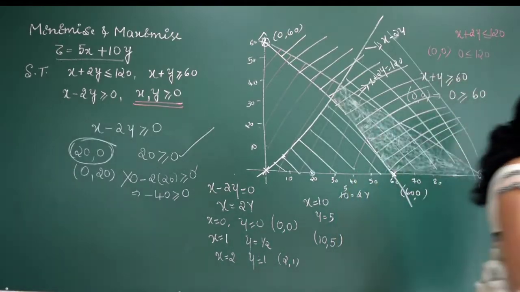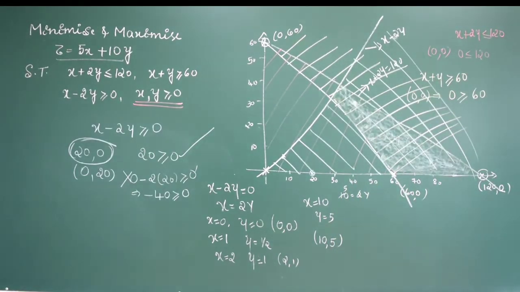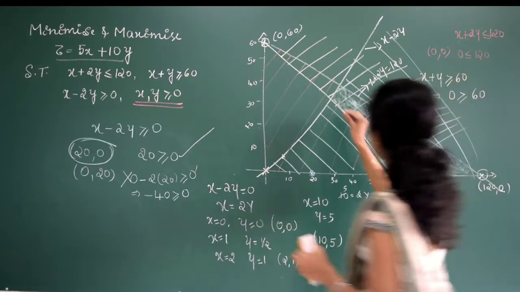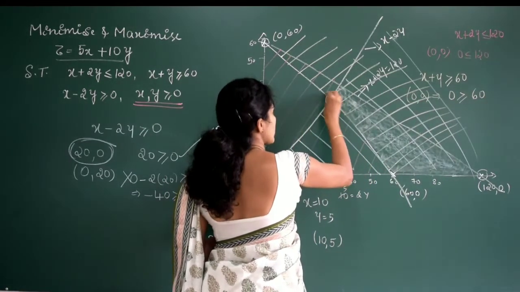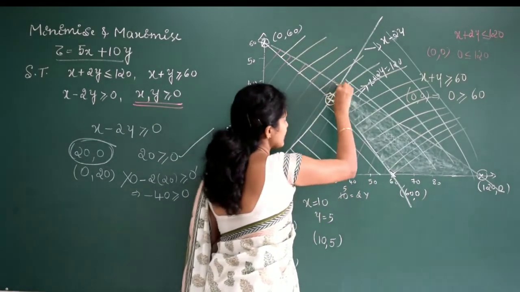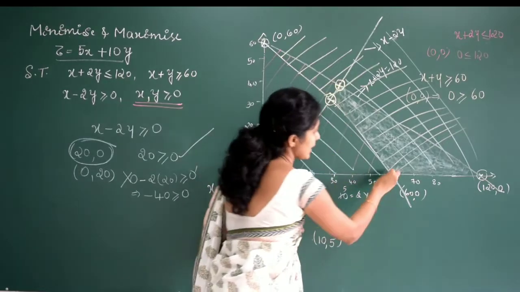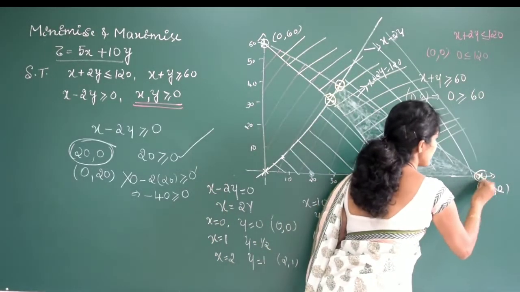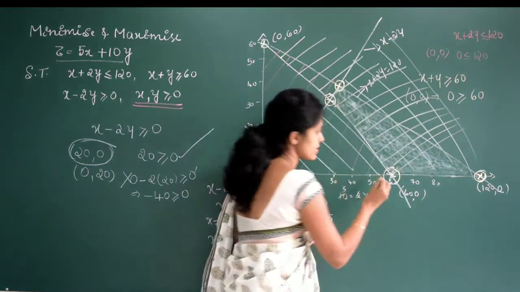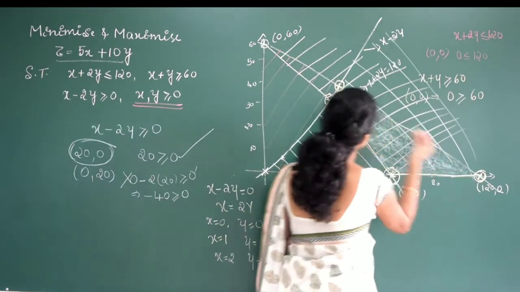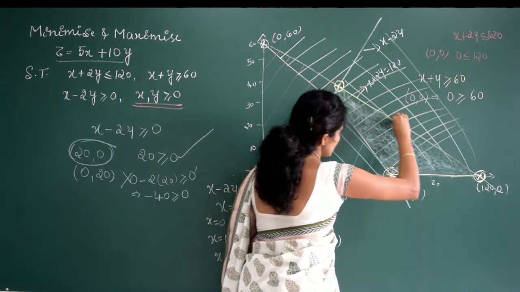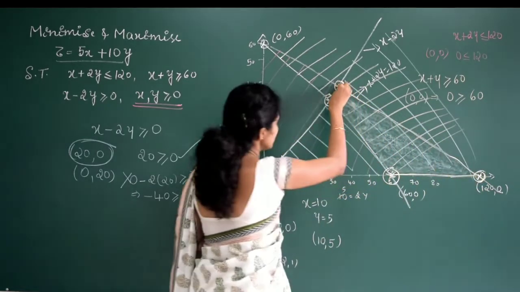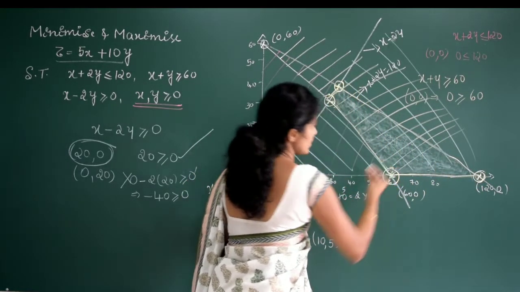Right? And what are the corner points? We need to find the corner points. One is this, this is the corner point. Right? And this is the corner point. And another one is here. This is the corner point. And this is another corner. So the four corner points are there. See, this is the line, and this is the second one. So total four corner points are there.